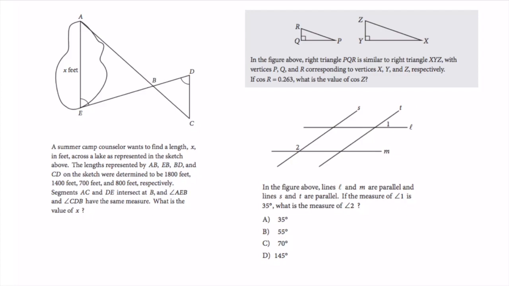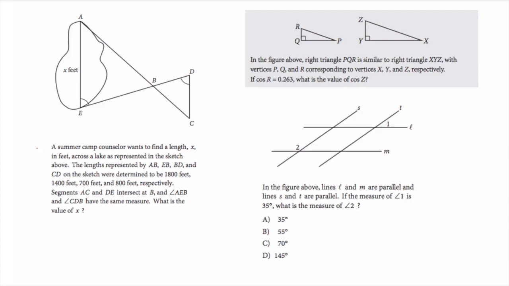So this question here: a summer camp counselor wants to find length x in feet across a lake as represented in the sketch above. The lengths represented by AB, EB, BD, and CD on the sketch were determined to be 1,800 feet, 1,400 feet, 700 feet, and 800 feet respectively. Segments AC and DE intersect at B, and angle AEB and CDB have the same measure. What is the value of x?